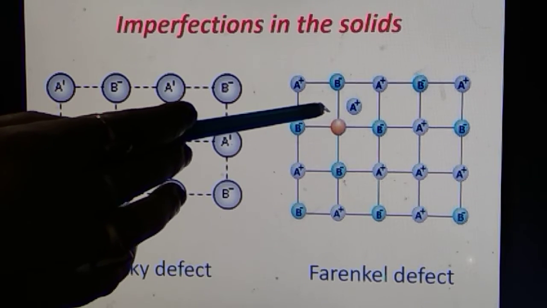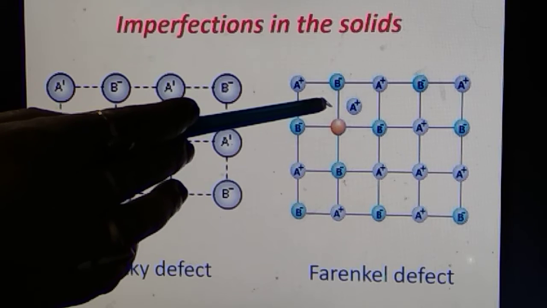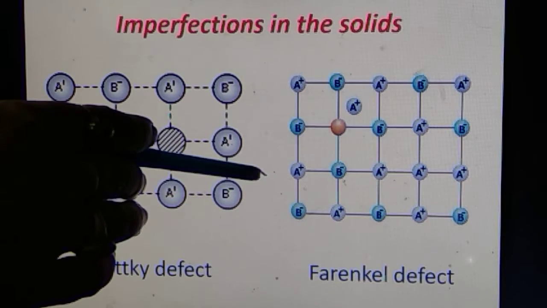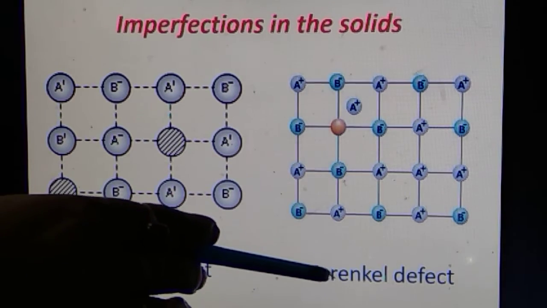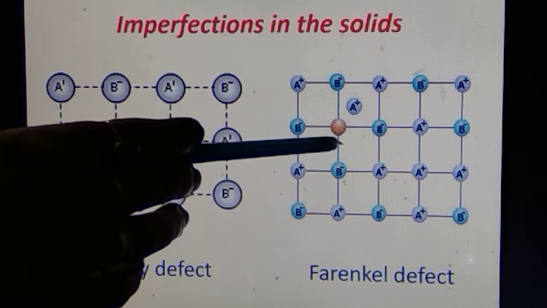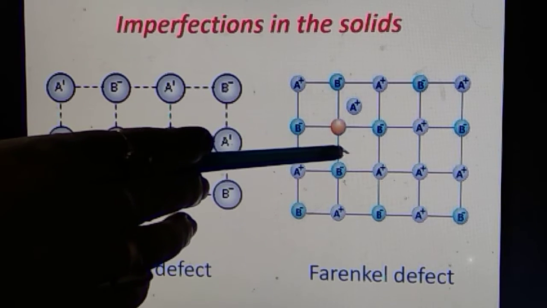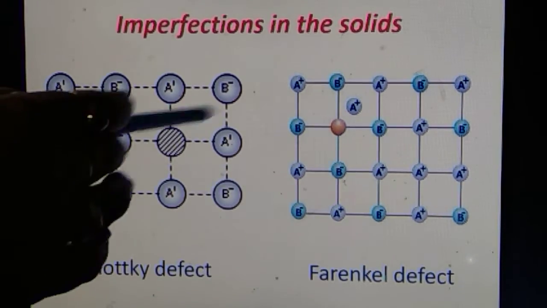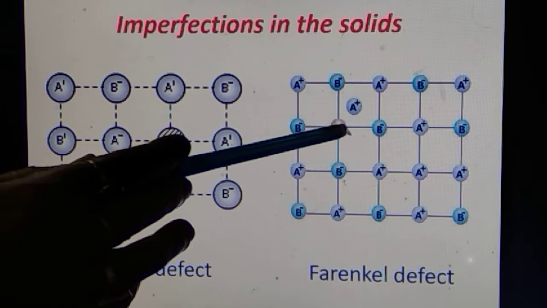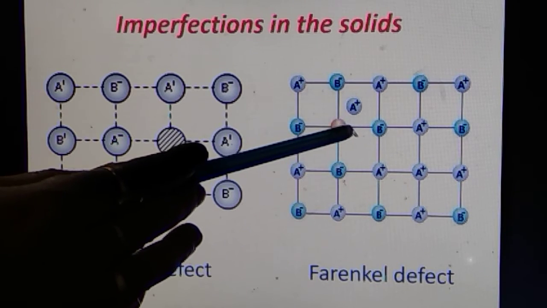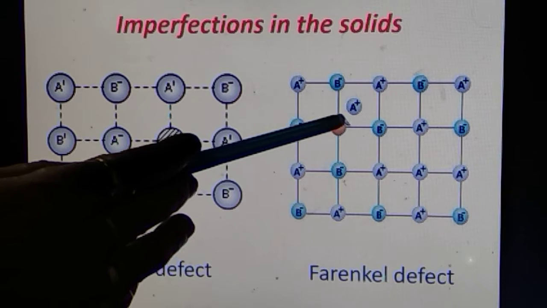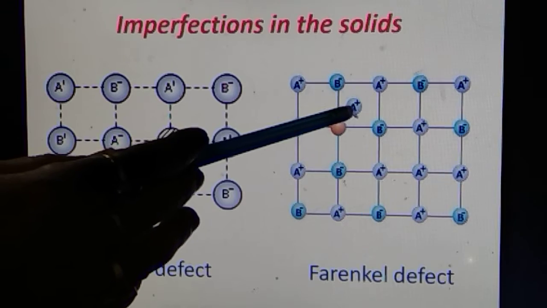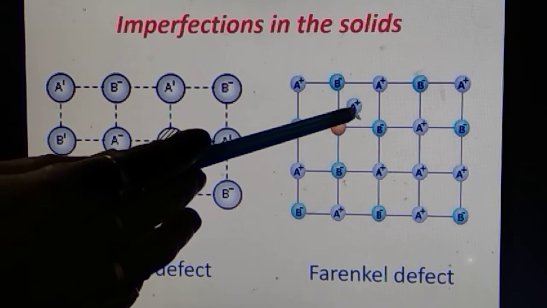Number 3, Frenkel defect is shown by ionic substances which have low coordination number. Schottky defect is shown by solids having high coordination number, but Frenkel defect is shown by solids having low coordination number, and in which there is a large difference in size of cation and anion. In Schottky defect, cation and anion are approximately the same size, but in this case there is a large difference in size. Examples: zinc sulfide, AgBr, AgCl, AgI, silver chloride, silver bromide, silver iodide.